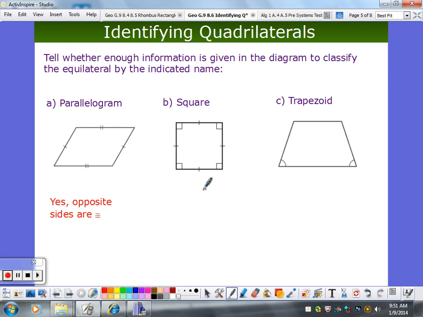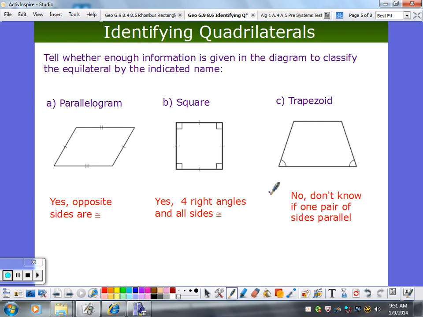Square, is that the best I can do? Yeah, right? I've got 4 right angles and the sides are congruent. Trapezoid, is that the best I can do? No, what else can I say? Well, just a minute. I don't know if one pair of sides is parallel.